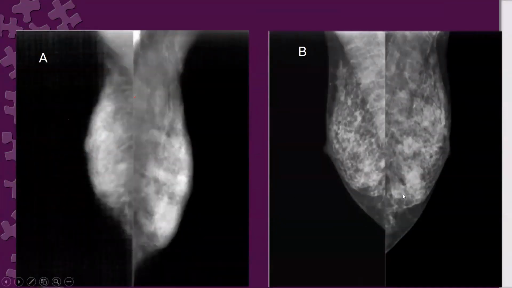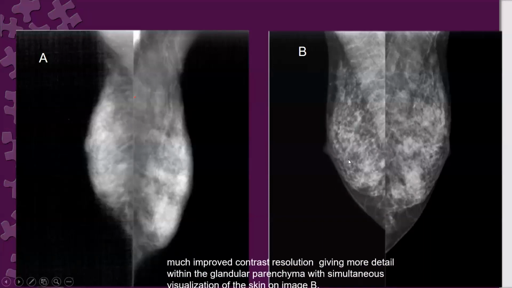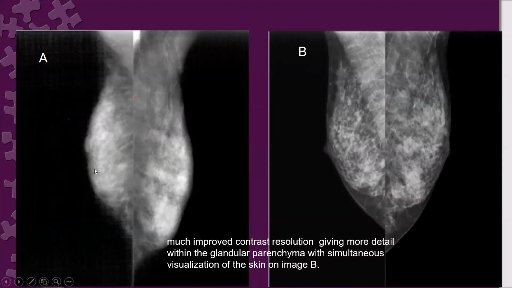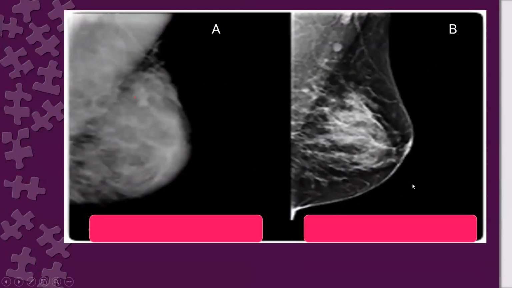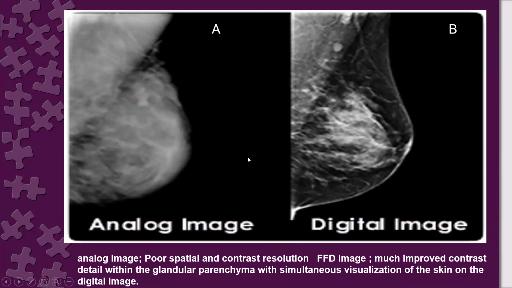Okay, again, the same differences between these two images. You can see the skin and nipple and a very contrasty image. The parenchyma is well visualized, but here it is definitely a very low contrast image. And again, this is the same difference, okay? Same breast, but different techniques, and definitely this image B is the digital mammogram, and this is analog.